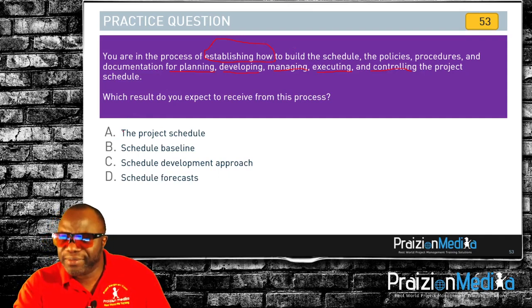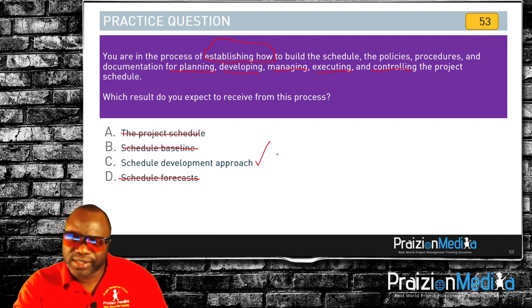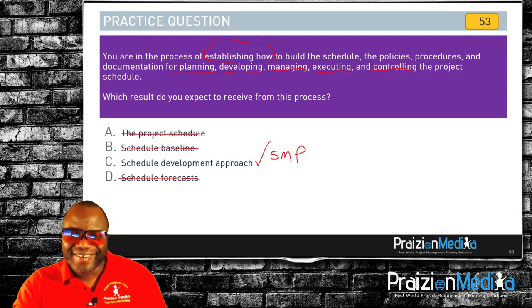So using the process of elimination, we know it's not the project schedule. That's from develop schedule. It's not the schedule baseline. That's from develop schedule. It's not schedule forecast. That's from control schedule. It has to be schedule development approach, which is one of the sub things you have in your schedule management plan, which is from plan schedule management. Okay. And those are the answers, my friends.